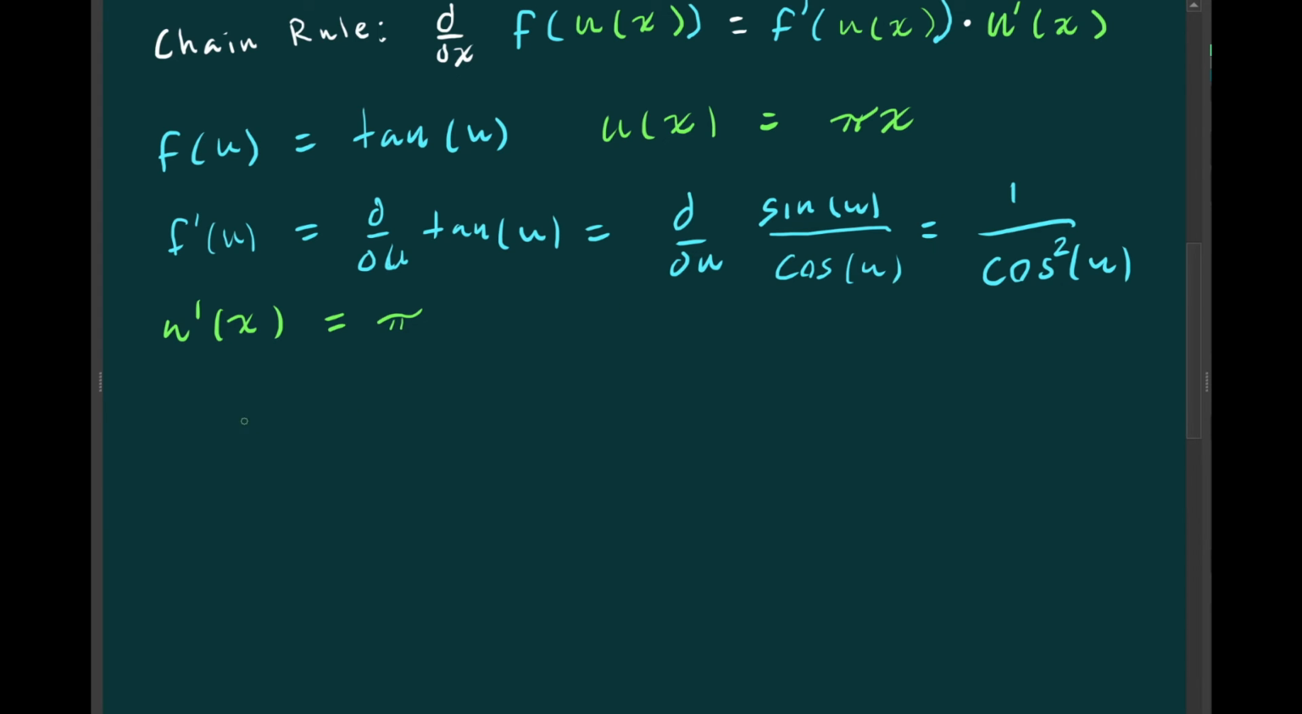So we're going to take this 1 over cosine squared, and then evaluate at u. Well, u is just going to be pi x, and then we multiply that times u prime. And then u prime is just going to be pi. It's just times pi. And then that's all going to simplify to pi over cosine squared pi x. And we're done.